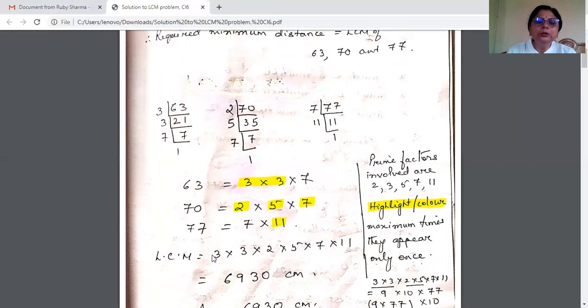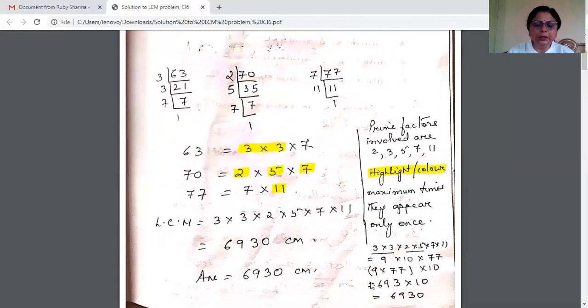Now here, what is the LCM? The product of all these highlighted terms here. And then how do you multiply also? I've just given you. Now see, usually you have to multiply all the numbers, whichever way convenient you feel.